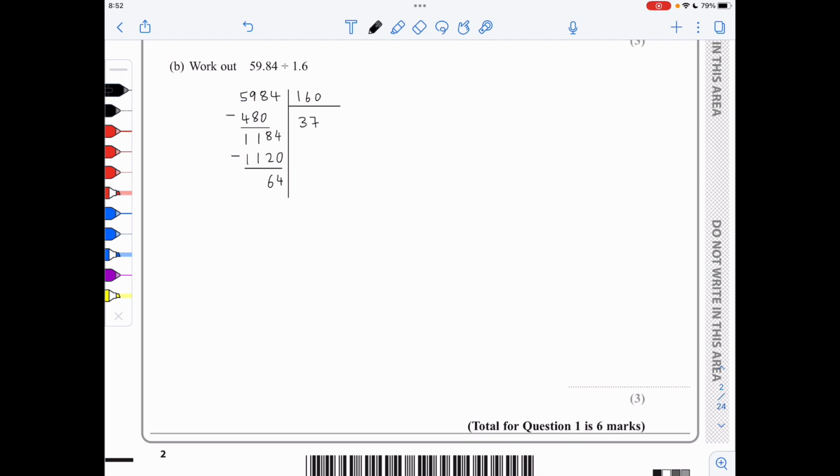Now I will put an extra 0 here and go into the decimals. So the decimal point appears here. 160 into 640 will go exactly 4 times, leaving a remainder of 0, and therefore the answer is 37.4.